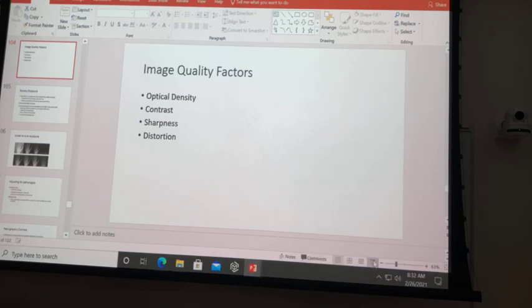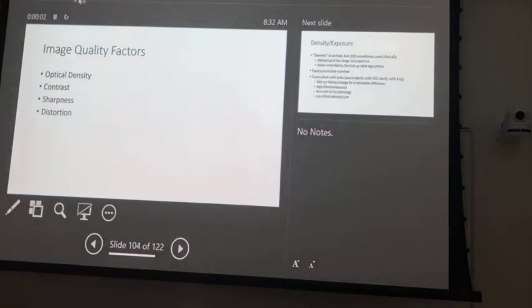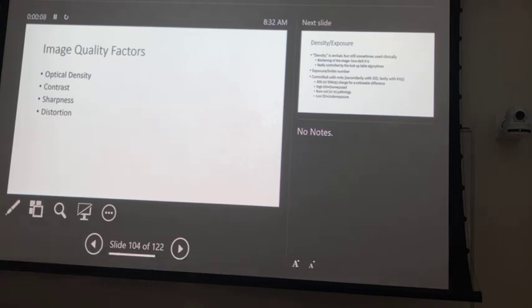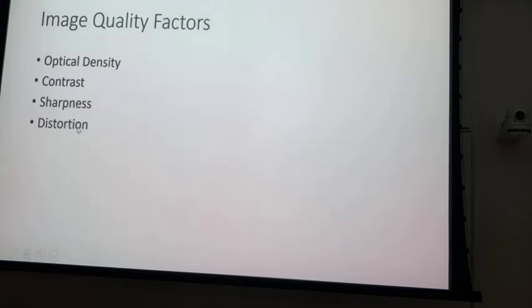Where we left off on Wednesday was pretty much with the wrap up: image quality factors, what they are. So what we've got is optical density, contrast, sharpness, and distortion. That's really the rest of the semester, those four things.